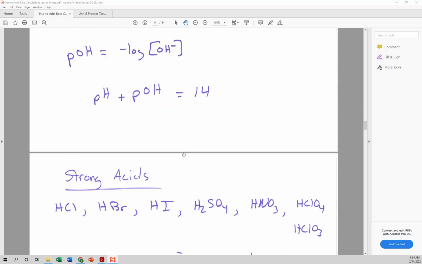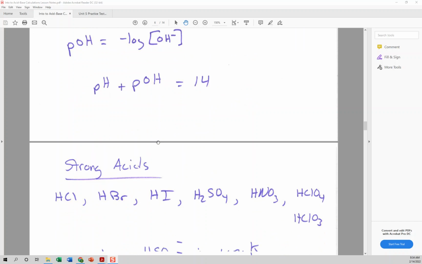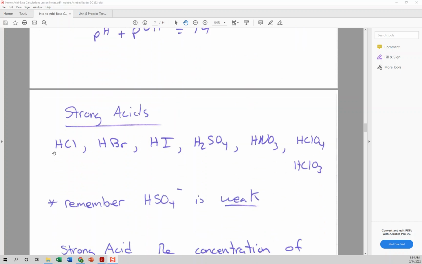So how do we calculate the pH of a strong acid solution? First we have to know what acids are strong acids. So here are the 6 common strong acids: hydrochloric acid, hydrobromic acid, hydroiodic acid, sulfuric acid, nitric acid, and perchloric acid. Now, a lot of times we're going to throw in this is perchloric and this is chloric acid.